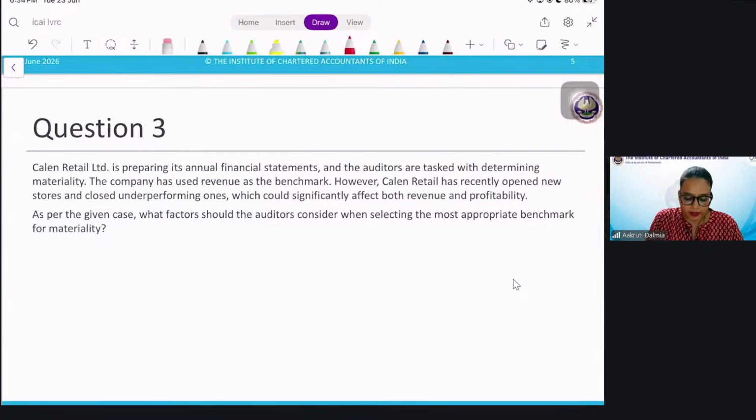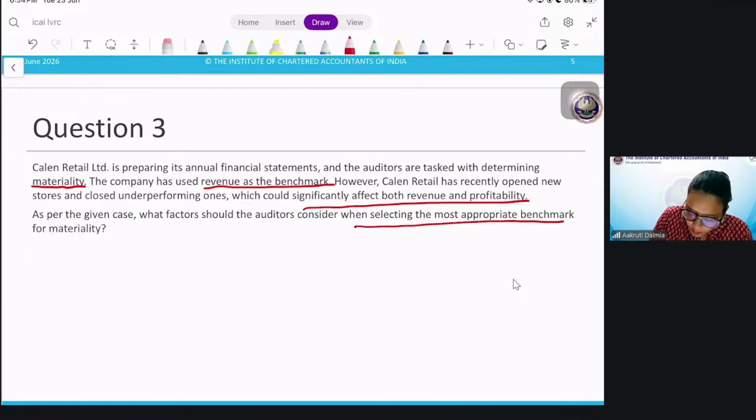KLM Retail Limited is preparing its annual financial statements and the auditors are tasked with determining the materiality. The company has used revenue as the benchmark. However, KLM Retail has recently opened new stores and closed underperforming ones, which could significantly affect revenue and profitability. For the given case, what factors should an auditor consider when selecting the most appropriate benchmark for materiality?